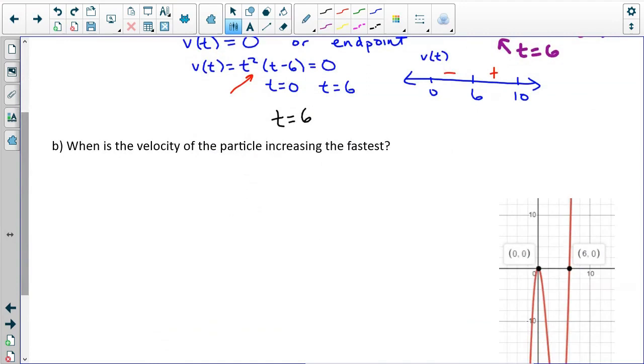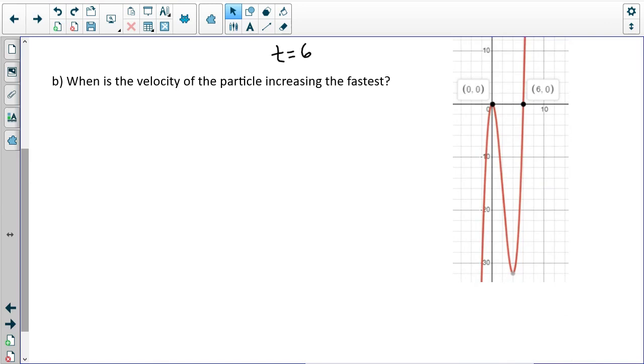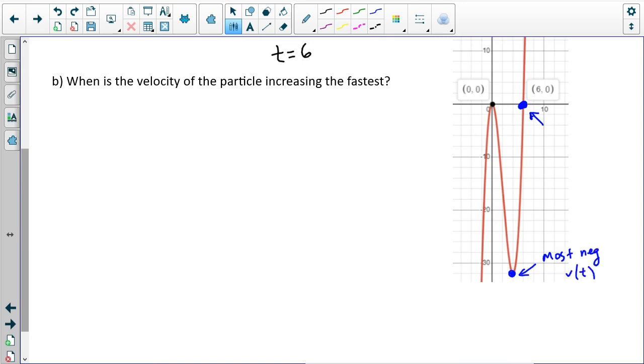When is the velocity of the particle increasing the fastest? Oh, by the way, if I take a look at the velocity graph, that makes some sense. Because if I'm looking at this, my velocity is negative until here. This is actually the point when my velocity is most negative. And then this is the point when the velocity is 0 at 6. So v of 6 equals 0.